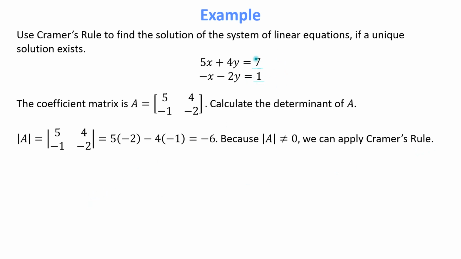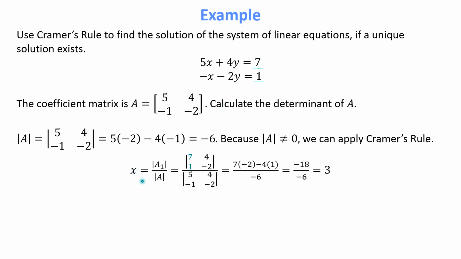We have these two terms here, 7 and 1. Just highlight them or underline them. Why? Because this 7 and 1 here are going to be the constant terms that we're going to replace in our coefficient matrix, the first column and the second column. We'll use these entries 7 and 1. So it's important that we note these, because these are going to help us find the solution.